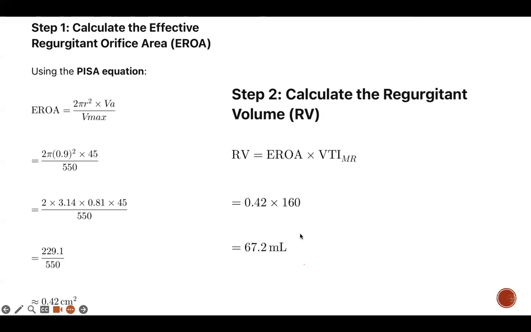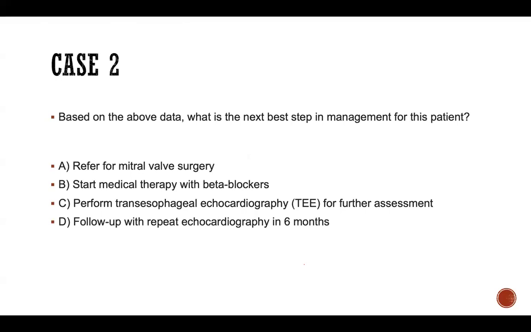So we have severe mitral regurgitation by the PISA method, by ERO, and by the regurgitant volume. So what will be the next step for this asymptomatic patient? Severe mitral regurgitation. Refer to mitral surgery. Start medical therapy with beta blocker. Perform TEE for further assessment with follow-up and repeat echo in 6 months. That's also referred for the surgery.